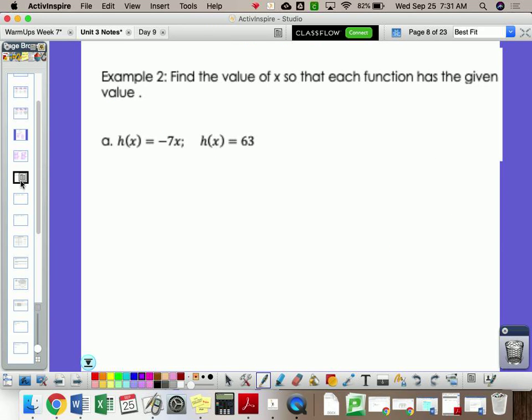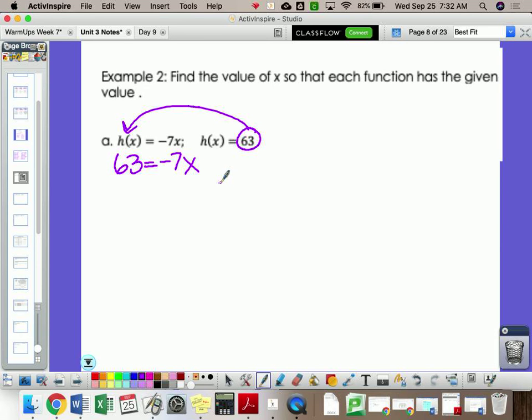All right, we could do it another way. So on this function, they're telling us that the whole function of h of x equals negative 7x. And then they're asking us, well, what happens when h of x is equal to 63? So they didn't tell us what x equals on this one. They're telling us what h of x equals. So I'm going to take this 63 and I'm going to replace that h of x with that positive 63. So 63 equals negative 7x.